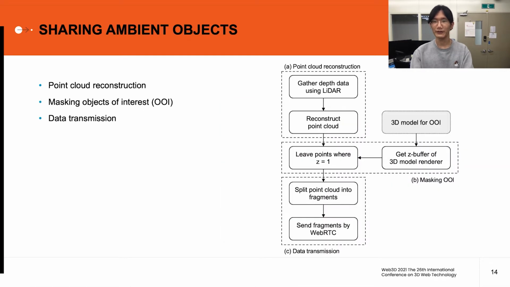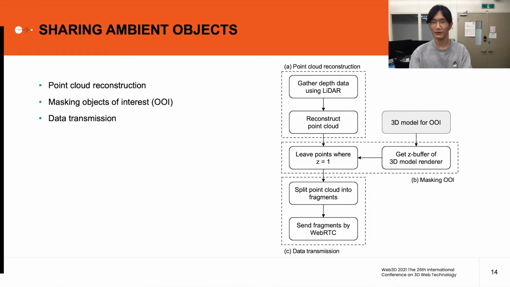The environment sharing process is divided into three stages. The first stage is point cloud reconstruction. In this stage, we use a LiDAR sensor to gather depth information of the local site, then restore the 3D position of the depth points. The next stage is filtering out obstructive points from the point cloud. The final stage is splitting the point cloud into a couple of fragments and sending them to other users by the WebRTC.